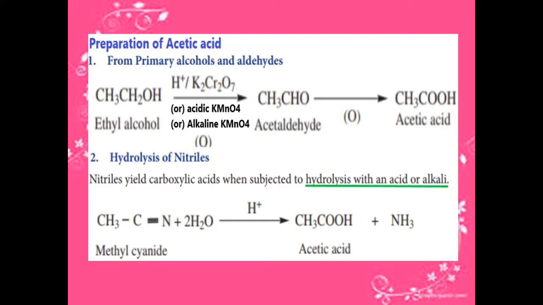Now another preparation, hydrolysis of nitrile. Nitrile means cyanide. Here methyl cyanide is reacted with water. Adding water is called hydrolysis. So for hydrolysis, 2 moles of water are used. 2 moles of water means how many hydrogens? 4 hydrogens. Of those 4 hydrogens, 3 hydrogens go to the nitrogen in the cyanide, so we get ammonia. 1 more hydrogen is added to the carbon, and with 2 oxygens there, we get acetic acid.